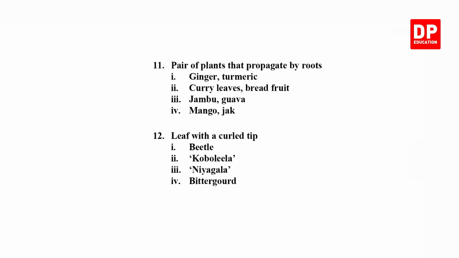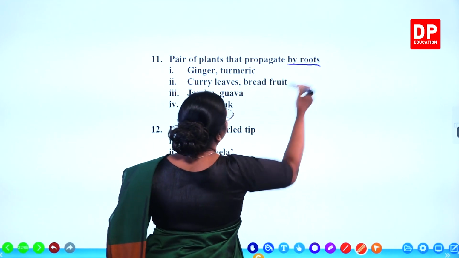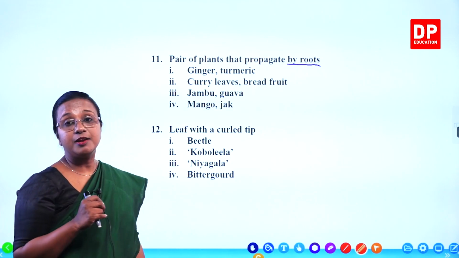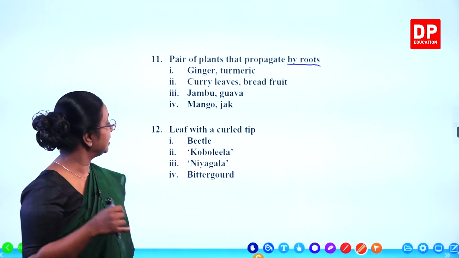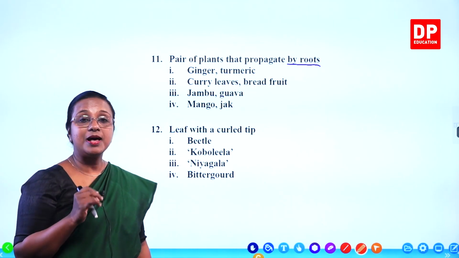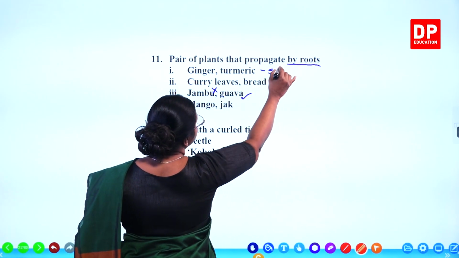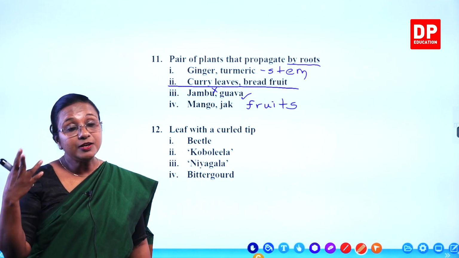The next one, pair of plants that propagate by roots. So both have to propagate by roots. Ginger and turmeric, what is that? It is underground stems. Curry leaves and breadfruit, that is of course correct. They propagate by roots. Jambu, it has fruits, the seeds. Guava, guava roots are also there plus fruits. But jambu is not an answer. So here, this is correct, this is wrong. Here both of them are stem. Mango and jack, again fruits. So that is normal sexual reproduction. So the correct answer is curry leaves and breadfruit. So that is how you have to answer questions. Not only select the correct answer, but think of all the answers.